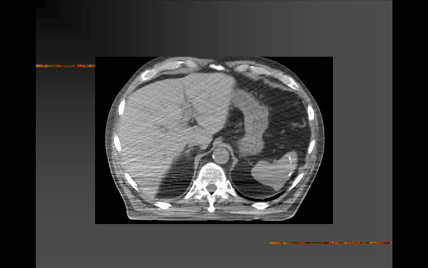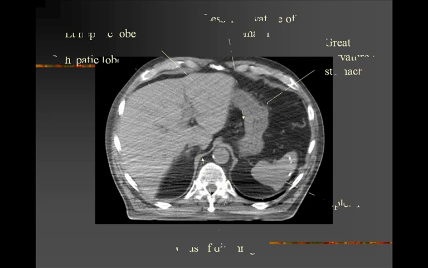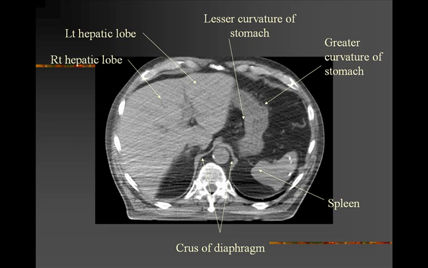Let us now look at a few examples of sliced data sets from CT scans. We will start from the superior end about the level of the liver and progress inferiorly. In this particular example, we see several structures of note. The right and left lobes of the liver are seen here.